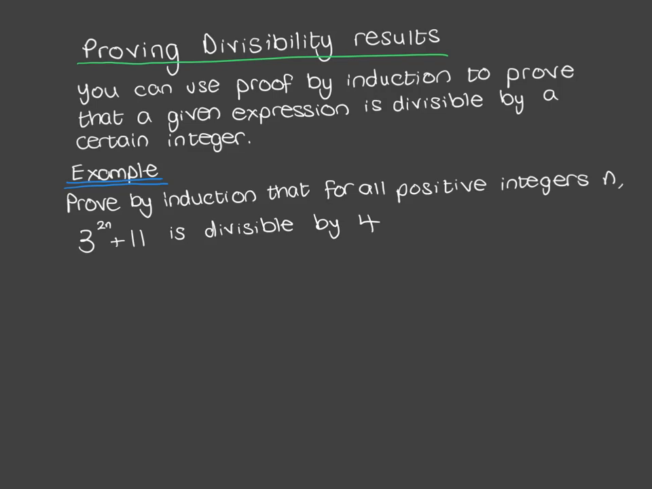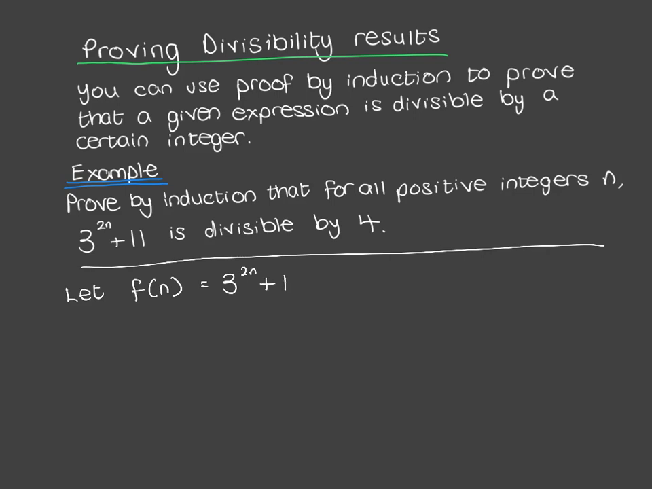For this one, we want to prove by induction that for all positive integers n, 3 to the power of 2n plus 11 is divisible by 4. And we're going to do this using the same method as we did for the other proof by induction. I'll rule a line before my answer. My first step is to say, let's say what I'm looking at is f of n equals 3 to the power of 2n plus 11, and n is a positive integer.